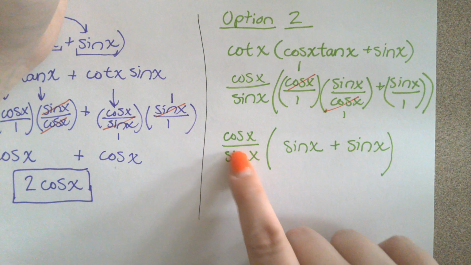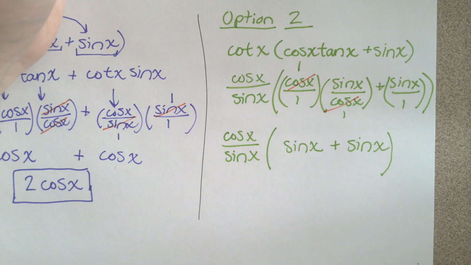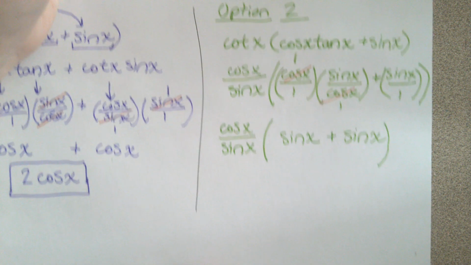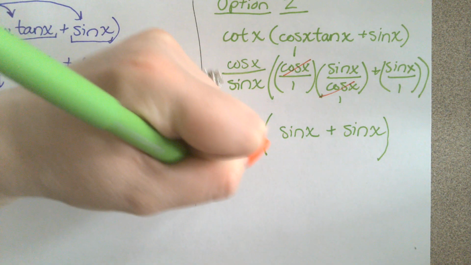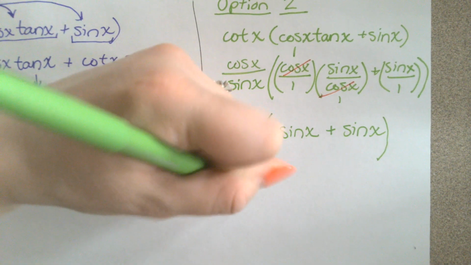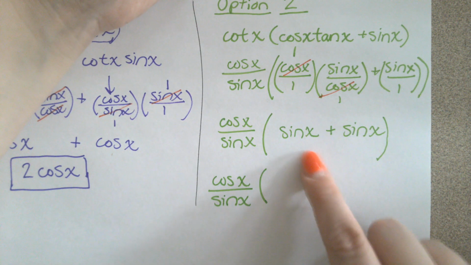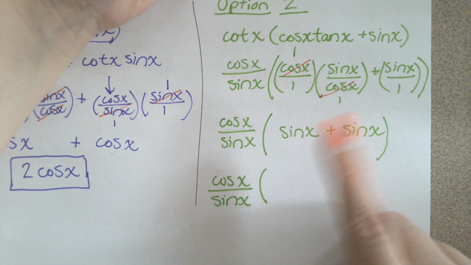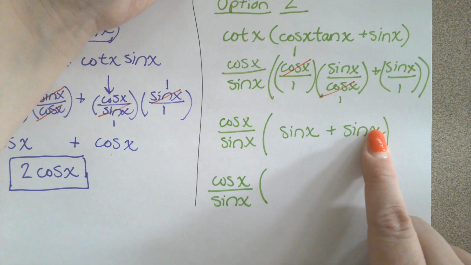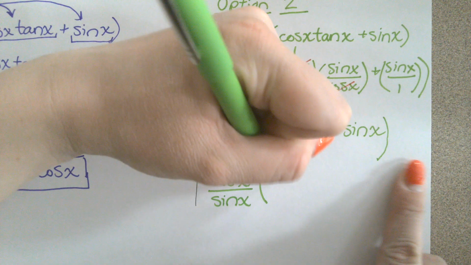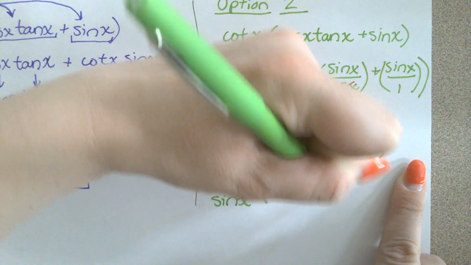Now, some students would be tempted to distribute here. That's fine. But we can make this even simpler by not distributing yet. So, we have cosine x over sine of x times, I already explained this earlier, sine times sine is sine squared. Sine plus sine is 2 sine x.